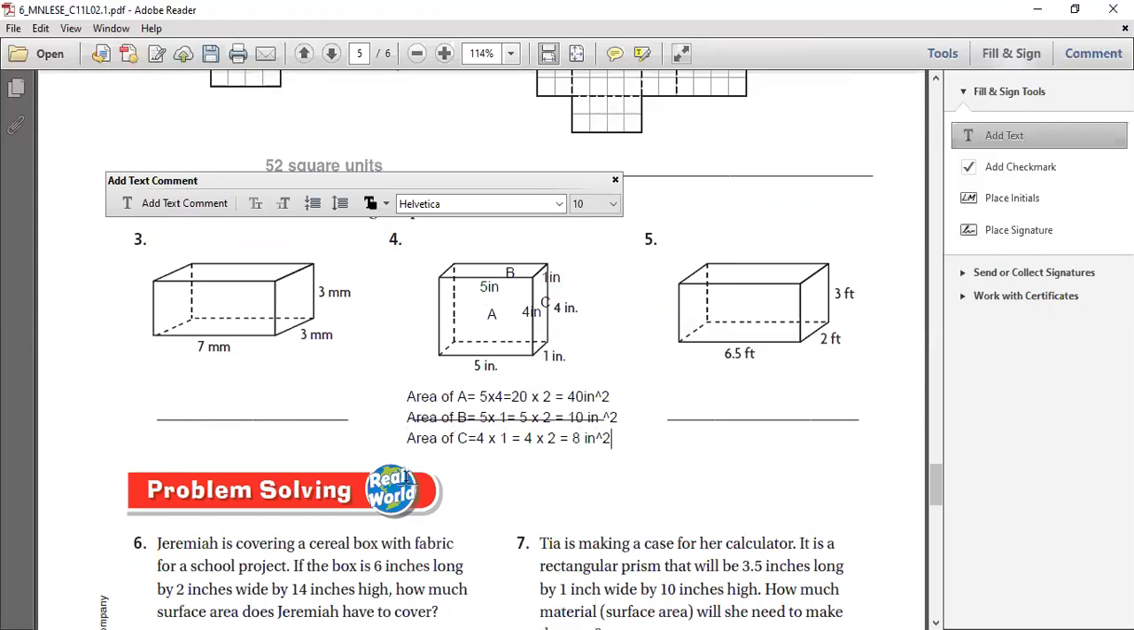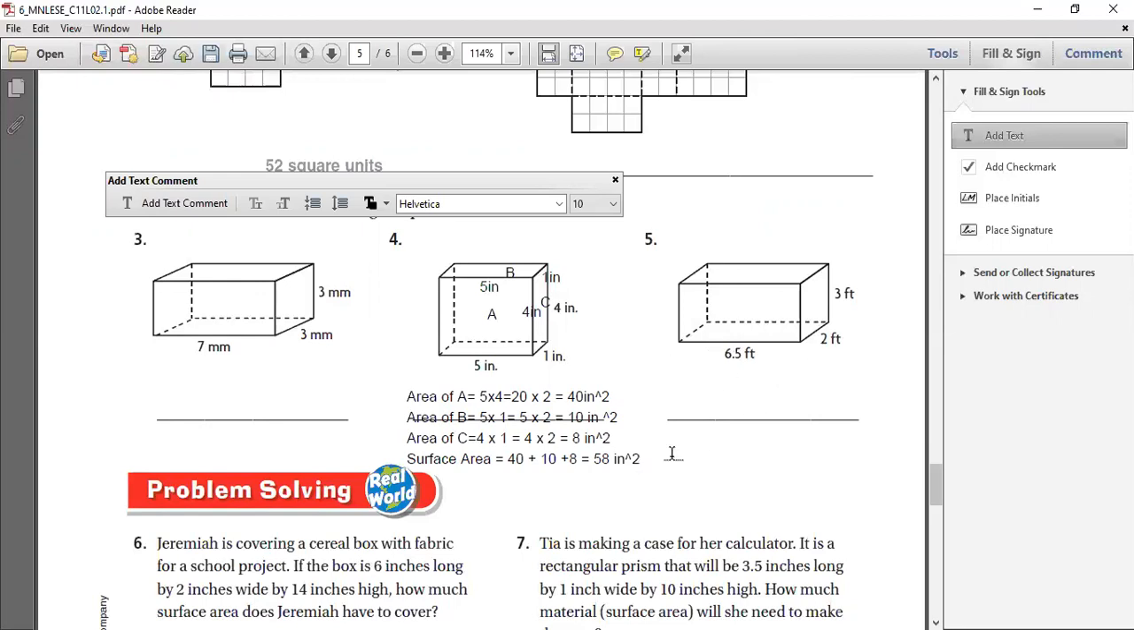Now, all you have to do is find the surface area. The surface area equals 40 plus 10 plus 8. So 40 plus 10 is 50. 50 plus 8 is equal to 58 square inches. Right? So the next one again is similar.